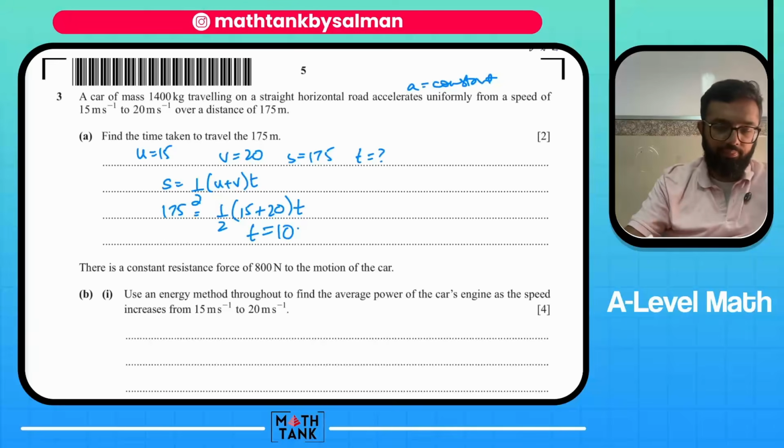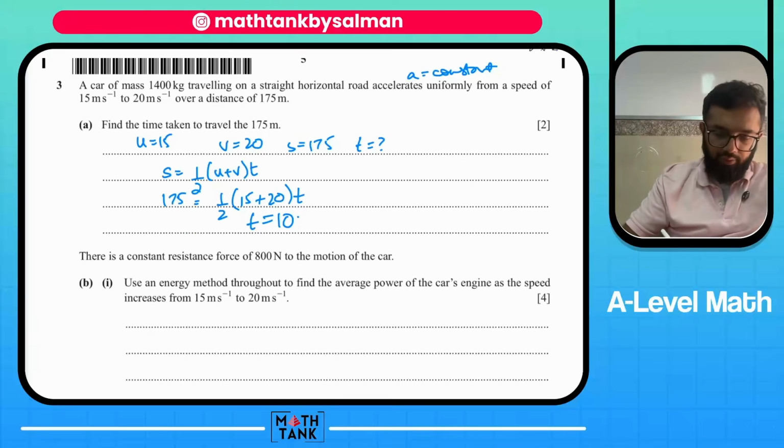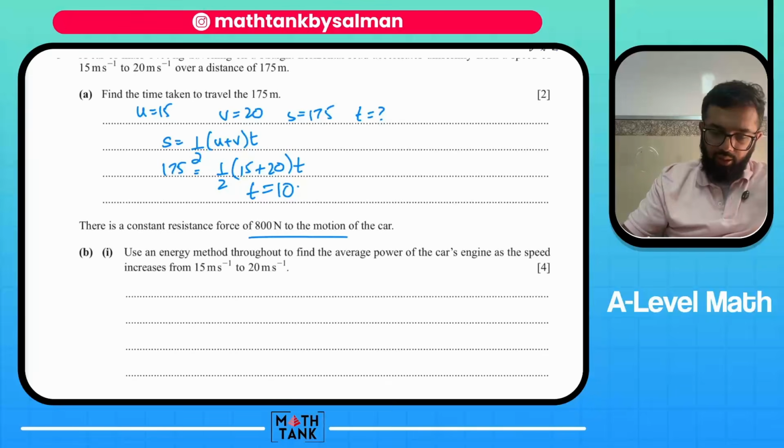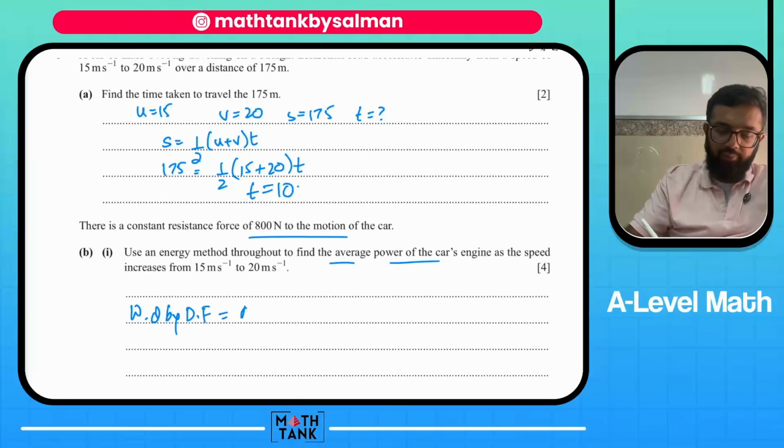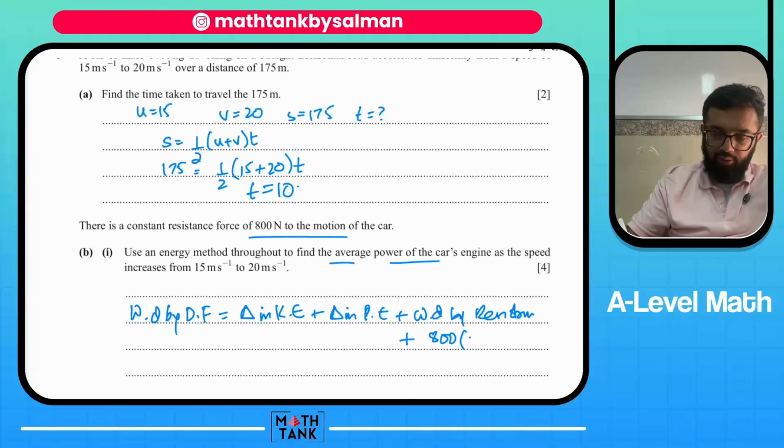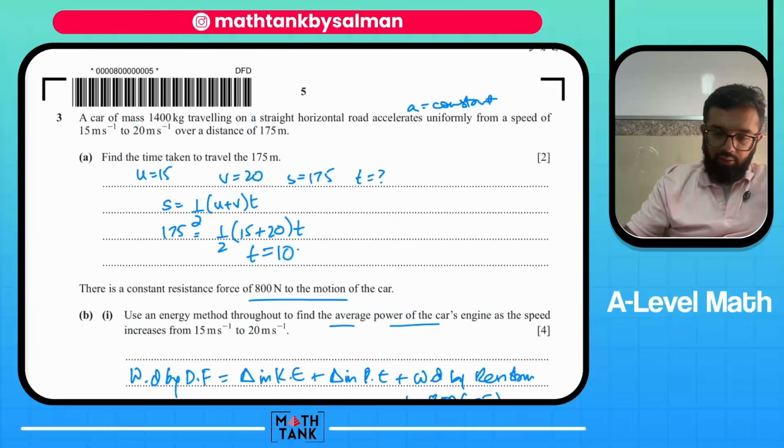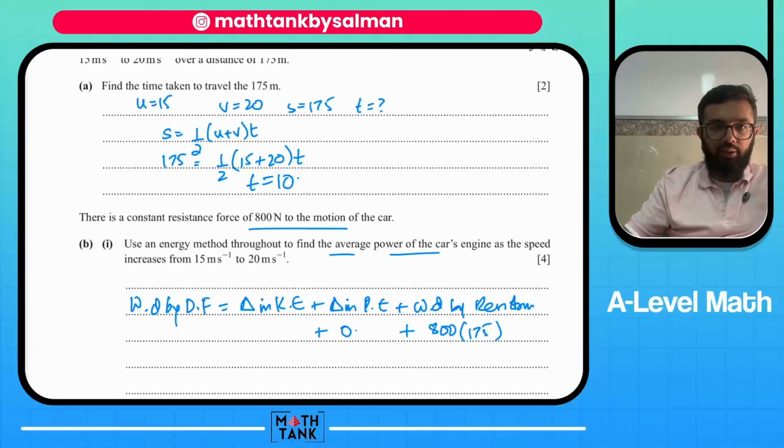So t is 10. There's a constant resistance force of 800 newtons to the motion of the car. Use an energy method throughout to find the average power of the car's engine as the speed increases from 15 to 20. Okay, so work done by driving force is change in K plus change in P plus work done by resistance. The easiest thing is work done by resistance: 800 into 175. The car is going on a horizontal road, so P is 0.